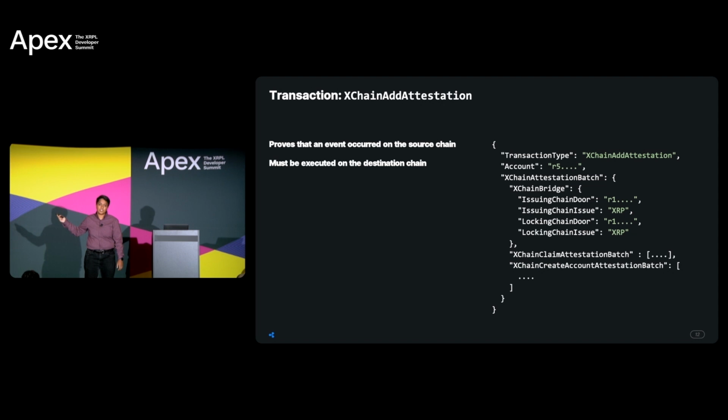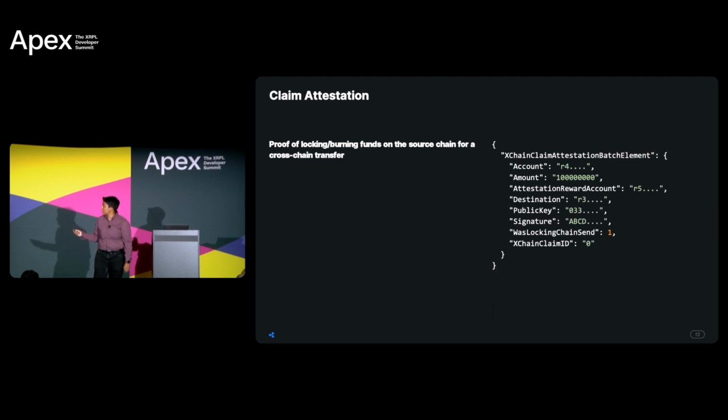So an attestation corresponds to a bridge, and it's got claim attestations, which are essentially your cross-chain transfers, and it's got create account attestations for account creations. I'll get to account creation later. This is what a claim attestation looks like. It's essentially the witness signing a proof saying that, yes, you did commit those funds on the source chain.